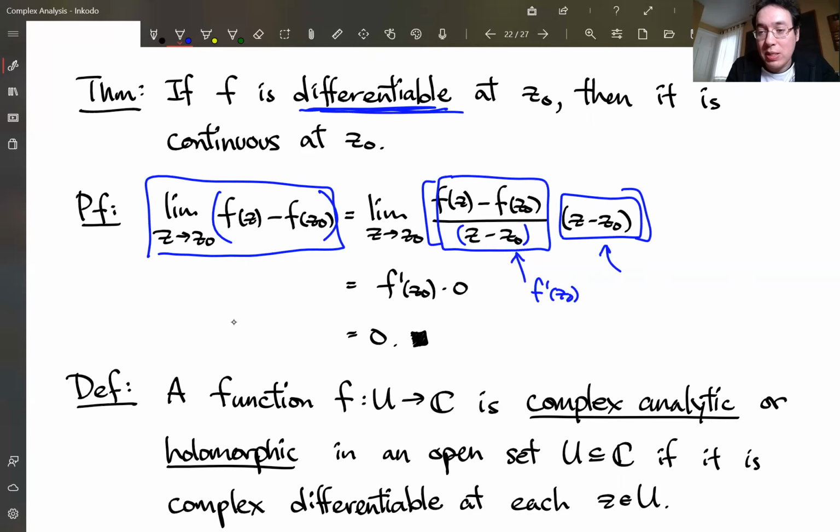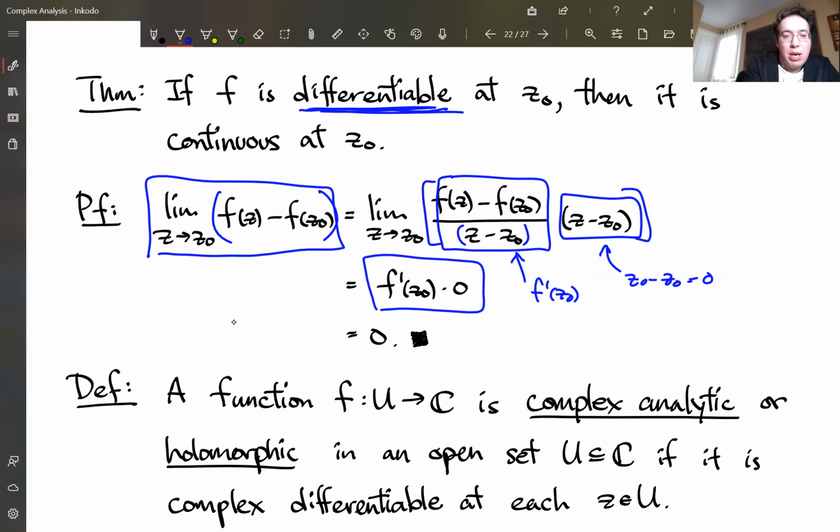I mean, if z is approaching z naught, it's approaching z naught minus z naught. So this part is approaching 0. And if you take a limit of two things that are multiplied together, each has its own limit, the limit is the product of the limits. And it doesn't really matter what the derivative is at this point. You're going to multiply by 0, so we're going to get 0. So what did we show? We showed that this limit is equal to 0. Hence, the function is continuous.